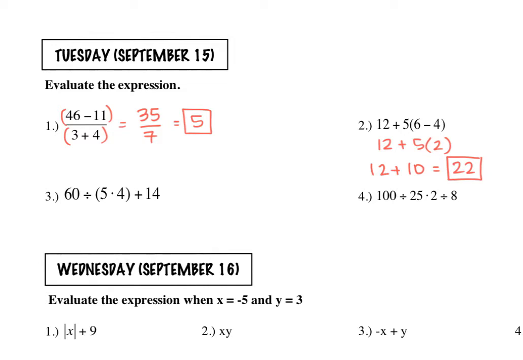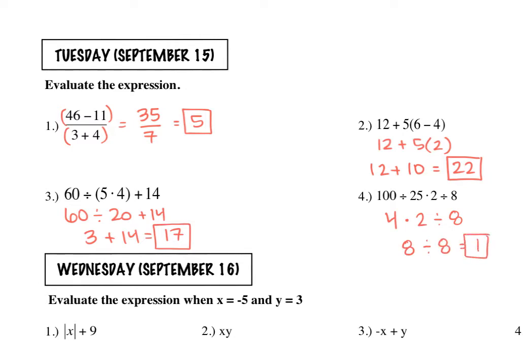All right, on the next one, again, I have parentheses first. Now I have division and addition, so I'm going to do the division first. 60 divided by 20 is 3, and 3 plus 14 is 17 as my final answer. And the last one, I have division and I have multiplication. So remember, I can just work from left to right, just like I read a book. So 100 divided by 25 is 4. 4 times 2 is 8. And 8 divided by 8 is 1.